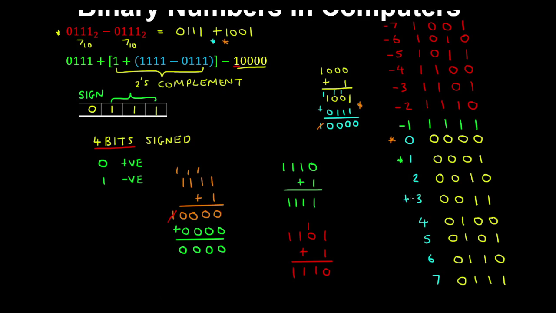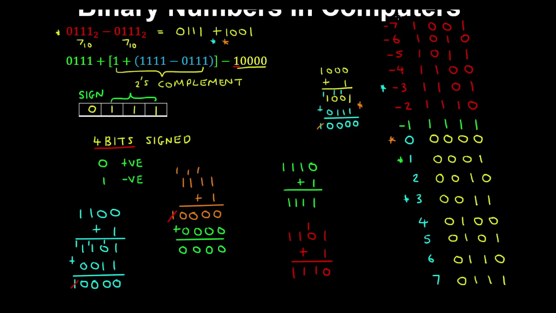Now similarly for 3, if we take the 2's complement, we flip the bits and add 1, so we get 1, 1, 0, 1. And if you add this to 3, we expect to get 0. So we have 0, carry the 1, 0, carry the 1, 0, carry the 1, and 1, 0. And we only have 4 bits to store the number, so this leading bit is automatically dropped.